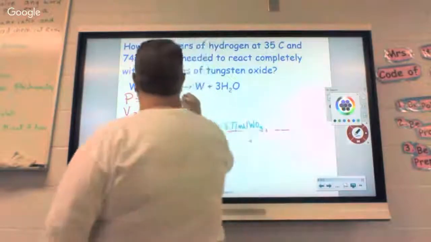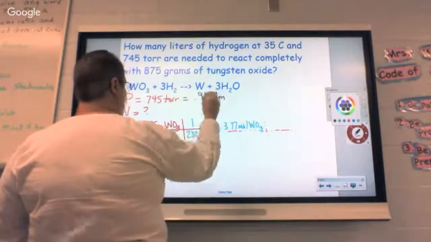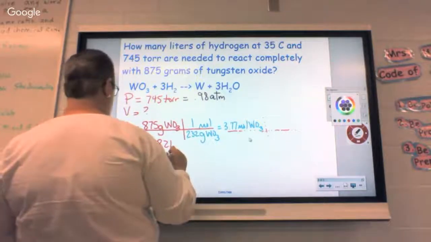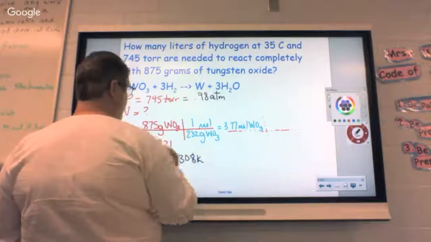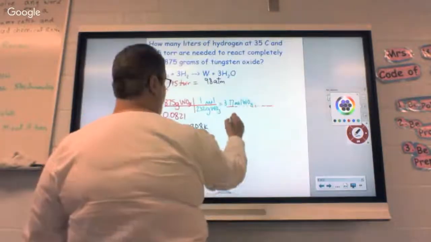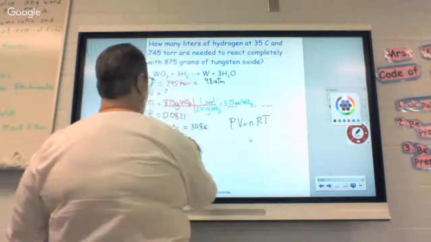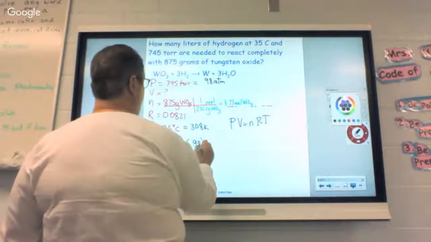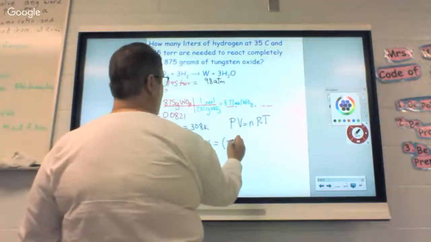All right, so pressure should be about 0.98 atm. Temperature: 35 plus 273 is 308. And that should take care of it. Okay? So, plugging into PV equals nRT, our pressure is 0.98. Our V we don't know. Moles are 3.77.